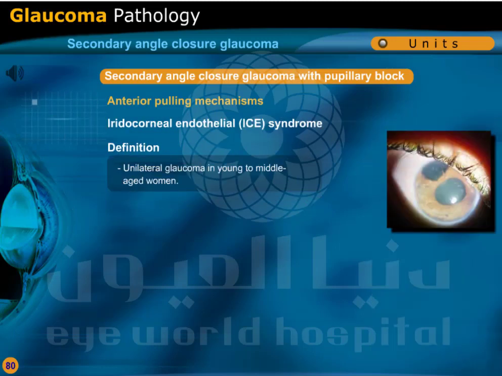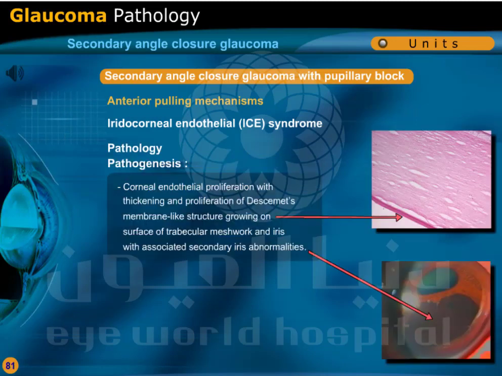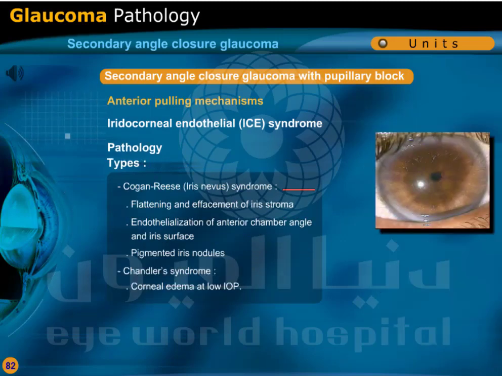Iridocorneal endothelial syndrome: unilateral glaucoma in young to middle-aged women. Pathogenesis: corneal endothelial proliferation with thickening and proliferation of a Descemet's membrane-like structure growing on the surface of the trabecular meshwork and iris, with associated secondary iris abnormalities. Types: Cogan-Reese iris-nevus syndrome: flattening and effacement of iris stroma, endothelialization of anterior chamber angle and iris surface, pigmented iris nodules. Chandler syndrome: corneal edema at low intraocular pressure.